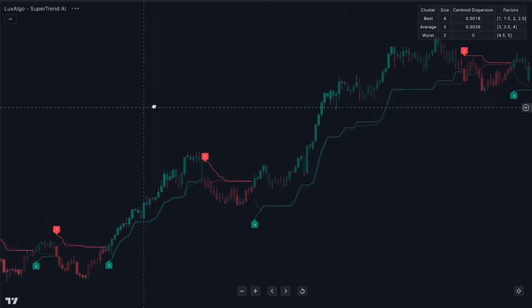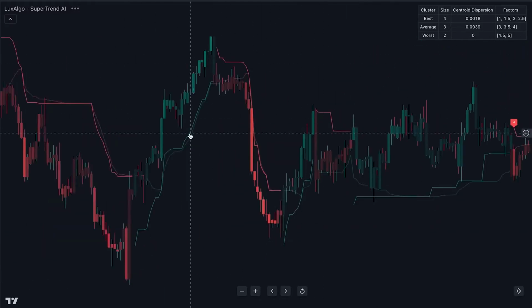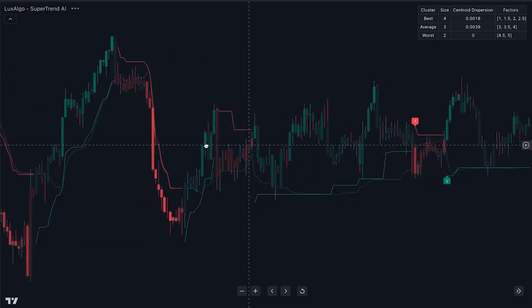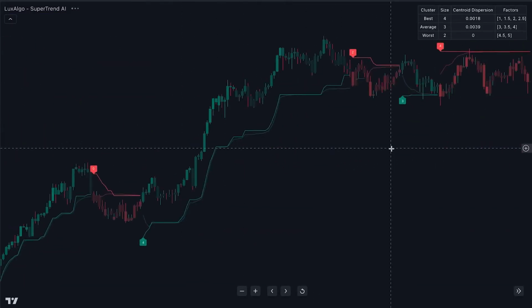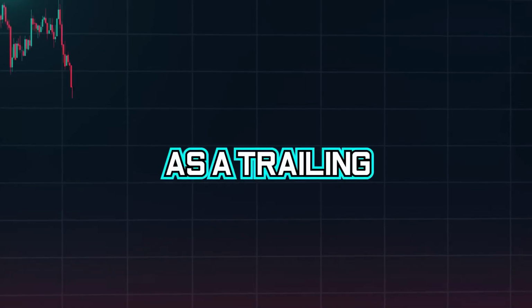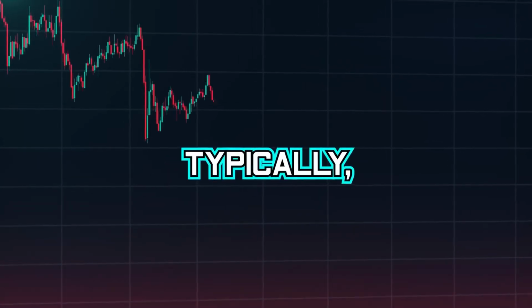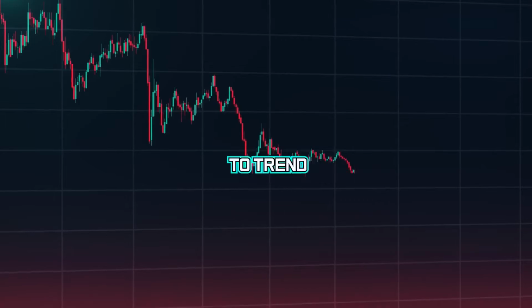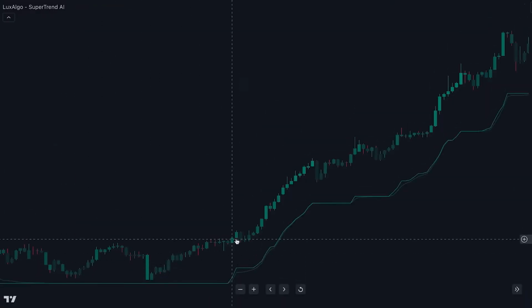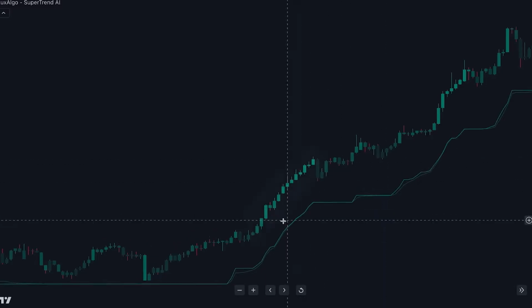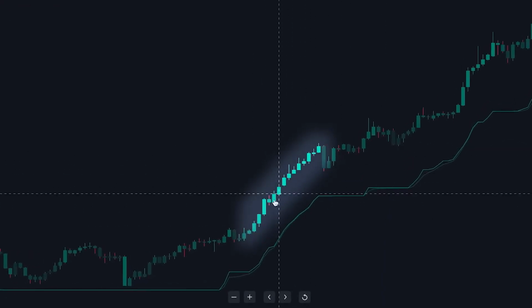Now, as you can see, the indicator does a much better job at identifying more medium-term trends. These bands that trail positions are similar to the Supertrend indicator bands. You can think of them as a trailing stop loss. Also, typically the closer they are, the more likely price is to trend in the intended direction. You will also notice that there is a color gradient on each candle. The brighter the color, the stronger the trend.